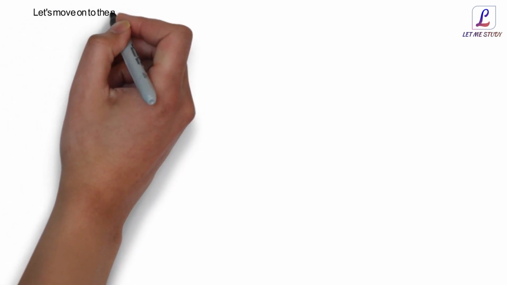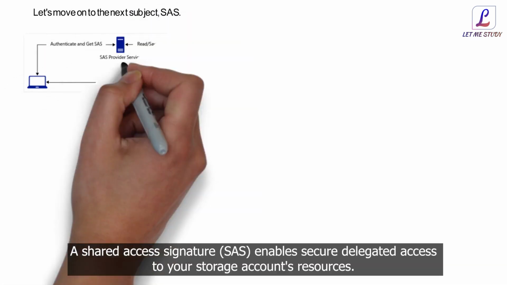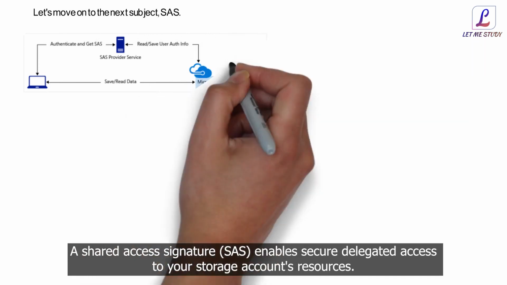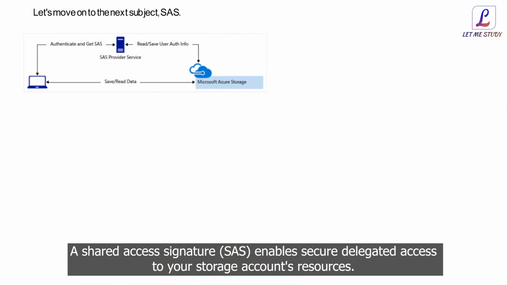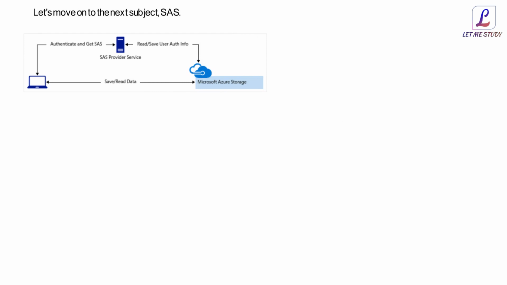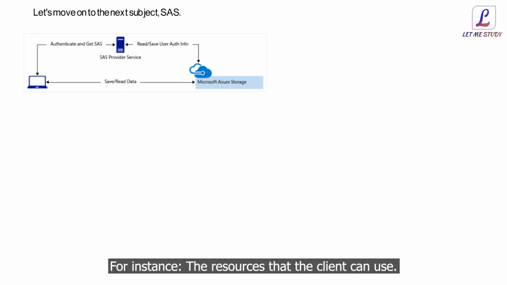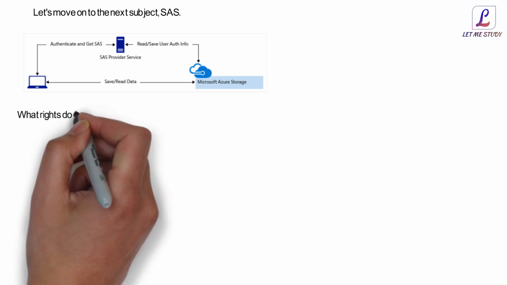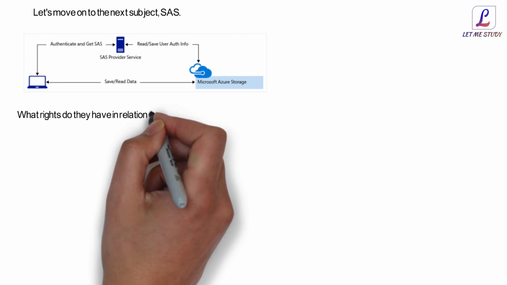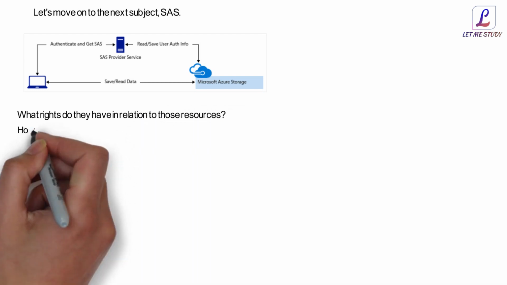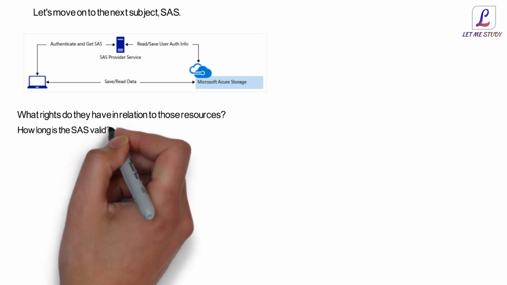Let's move on to the next subject, SAS. A shared access signature (SAS) enables secure delegated access to your storage account's resources. With a SAS, you have fine-grained control over how a client can access your data, for instance, the resources that the client can use, what rights they have in relation to those resources, and how long the SAS is valid.